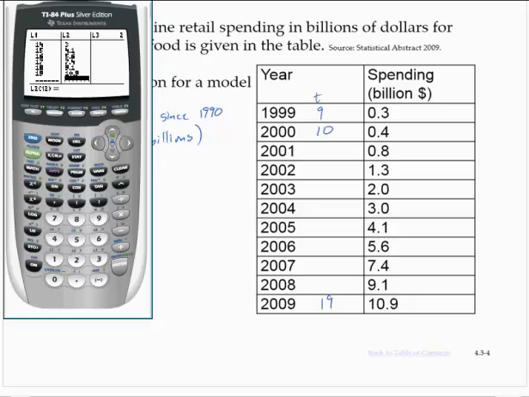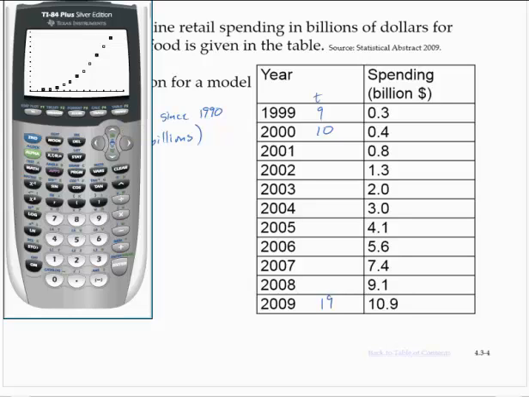Alright, so let's set a window. Let's go from, I don't know, how about a couple years before? So how about, let's go from 7 to 21, scale of 1s. Our y minimum, let's set 0, and the y maximum, how about 12? And a scale of 1s. Alright, and let's clear out this old equation and graph it. Alright, I see this curve.